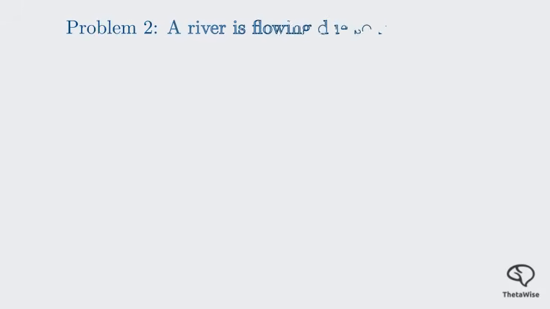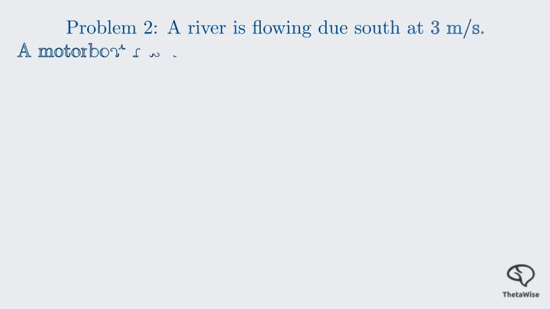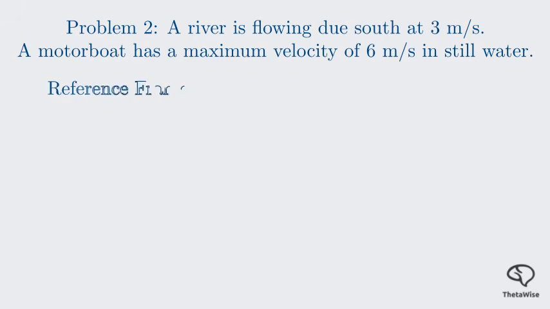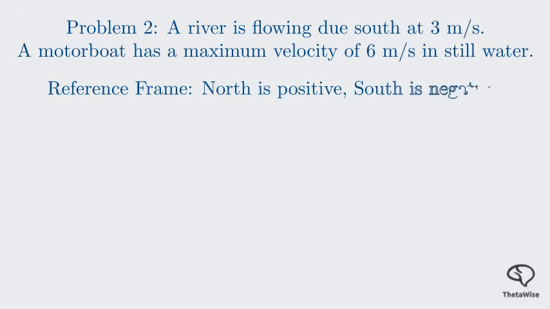Next up is question 2 from activity 1.1, involving a boat in a river. The problem states, a river is flowing due south at 3 meters per second. A motorboat has a maximum velocity of 6 meters per second in still water. First, we set up our reference frame. We'll define north as the positive direction, making south the negative direction. So our reference frame is north is positive, south is negative.